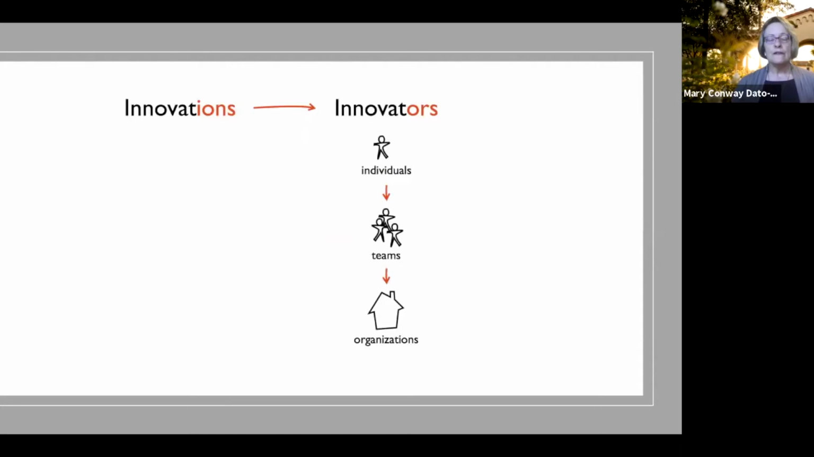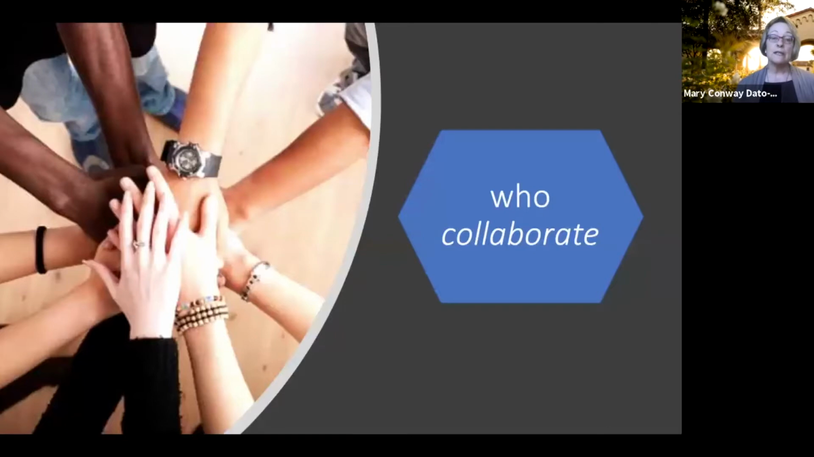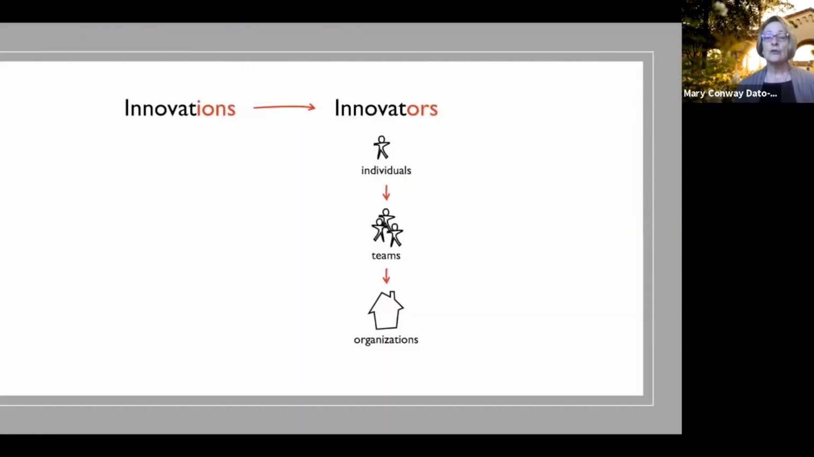So we're moving from the concentration on innovations, which are the things, to a focus on the innovators, which are the people. Those innovators could be individuals, but more likely we like to think of innovators as a team of people, because each of us has strengths and each of us has challenges. And eventually those individuals might come together to form an organization.